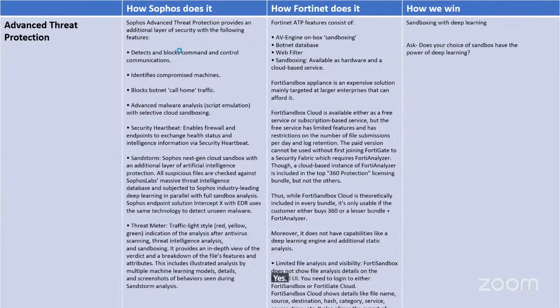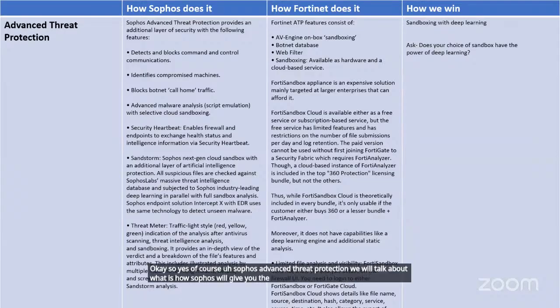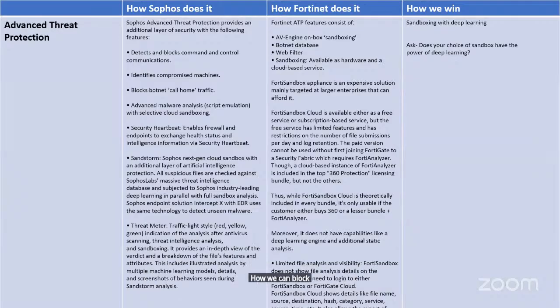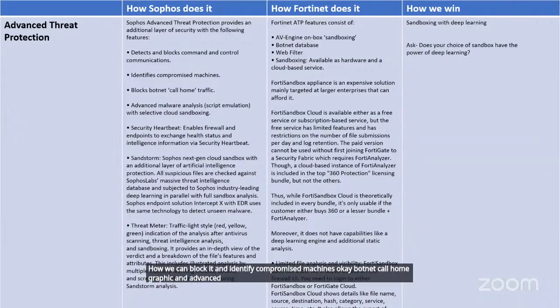Okay, so of course, with Sophos Advanced Threat Protection, we will talk about how Sophos gives you the extra layer of security. It will detect and block command and control communication. We will discuss these C2C servers, how we can block them, and identify compromised machines. It will also block botnet and call-home traffic, and provide advanced malware analysis, script emulation with selective cloud sandboxing.